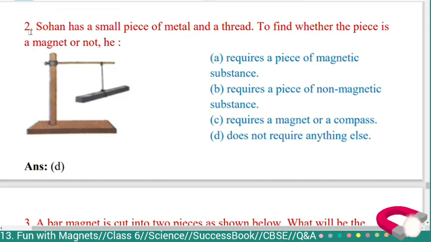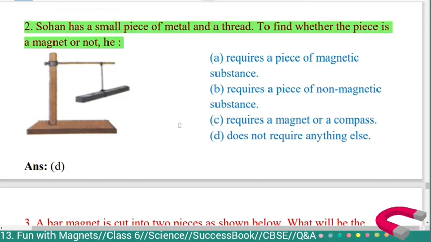Second question: Sohan has a small piece of metal and a thread. To find whether the piece is a magnet or not, the given options are: A, requires a piece of magnetic substance; B, requires a piece of non-magnetic substance; C, requires a magnet or a compass; D, does not require anything else. Here the correct answer is option D, does not require anything else.